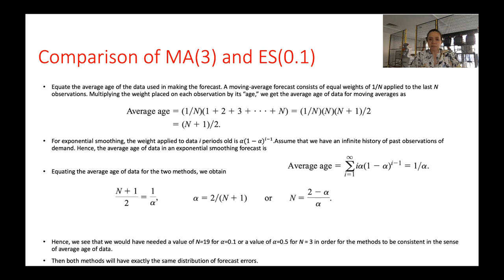But this doesn't mean that when we set the parameter settings in this way, we will obtain the same forecast values. This means only that, when these parameter settings are consistent, both of the methods will have exactly the same distribution of forecast errors.